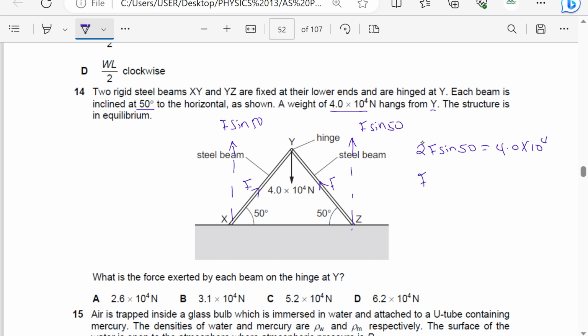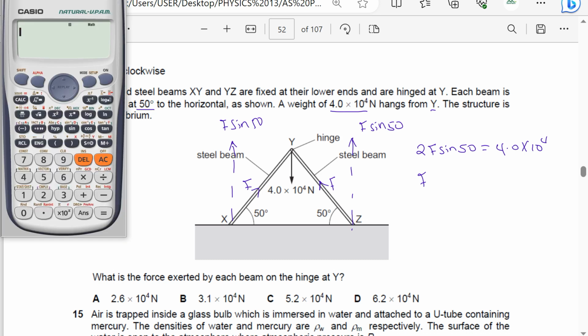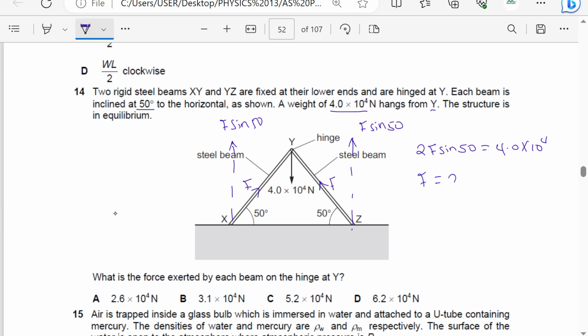So I just press my calculator to get F. F is going to be 4 times 10 power 4 divided by 2 sine of 50. So this means F is going to be 26,000 approximately, which is 2.6 times 10 power 4 newtons. So here the answer is going to be A.